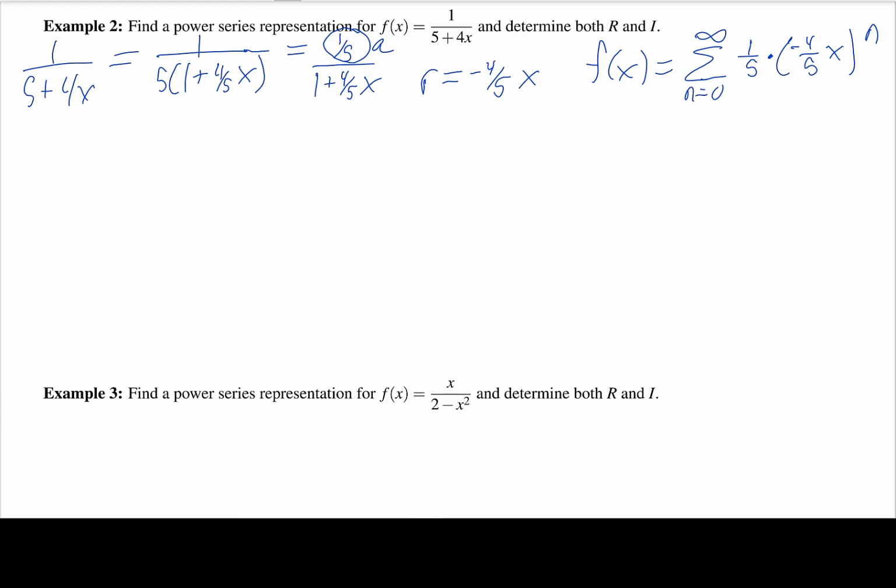Now, if I wanted to make this look like an actual power series, because remember our power series look like c sub n times x to the n, then I could rewrite this as the sum from n equals 0 to infinity of, let's see, we would have 1/5 times negative 4/5. That's a 4, not a 9.